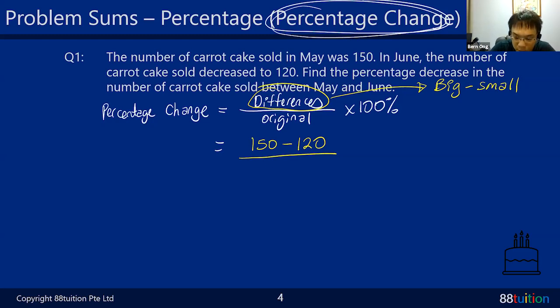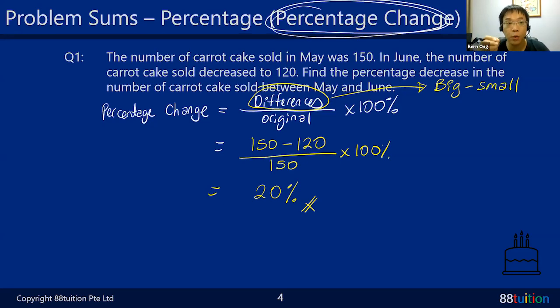So May is 150 times 100%. Here's the time where I use my mental calculation again. 150 minus 120 is 30, divided by 150 times 100. Answer is 20%. And that's called the percentage what? Percentage decrease. Can see or not? Very simple. So just remember this little formula. This formula will bring you up to Sec 1, Sec 2, Sec 3, Sec 4. So please must know this little formula.